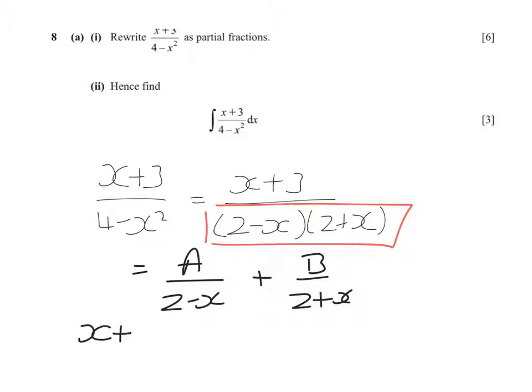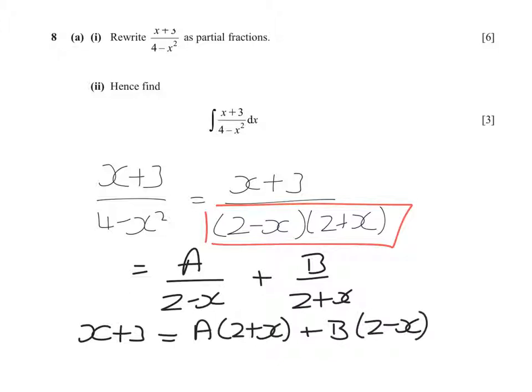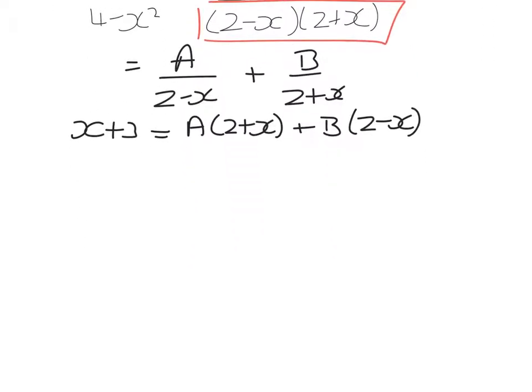And what we then do is go through and multiply by the common denominator. On the left hand side, that will give us x + 3. On the right hand side, 2 − x will cancel with 2 − x, which will leave us with A times (2 + x). And then the 2 + x's will cancel to leave us with B times (2 − x). You've then just got to pick values to substitute in.